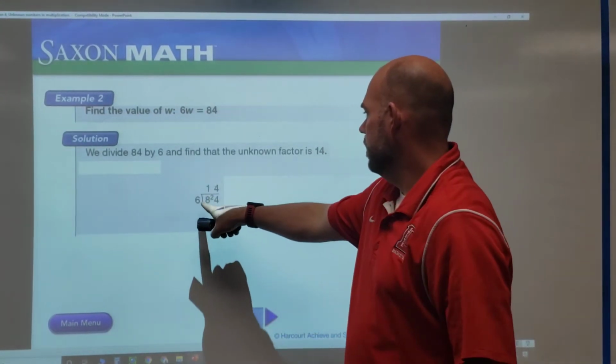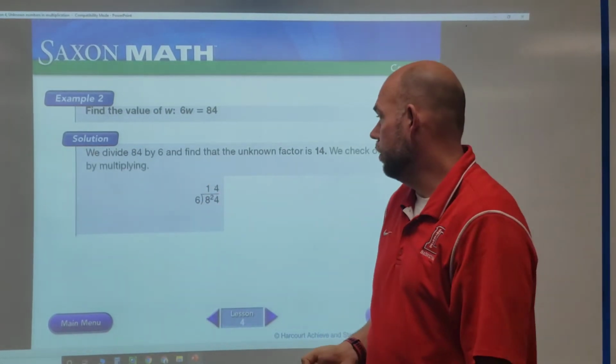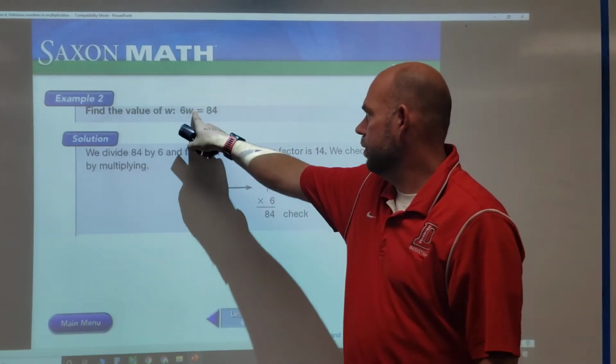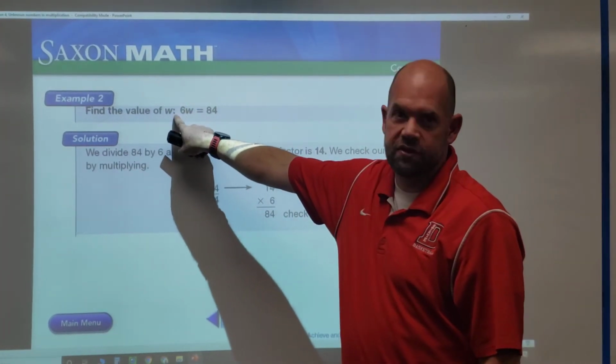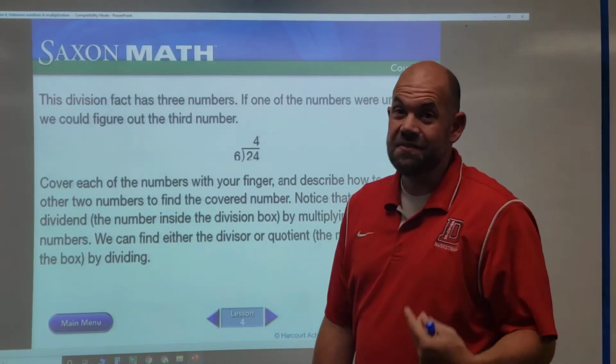Now, let's have them set up the work here. So they divide 84 by 6 and get 14. So that's your unknown number. And you can always check your work. You take 14, you plug it back in, 14 times 6 is 84.